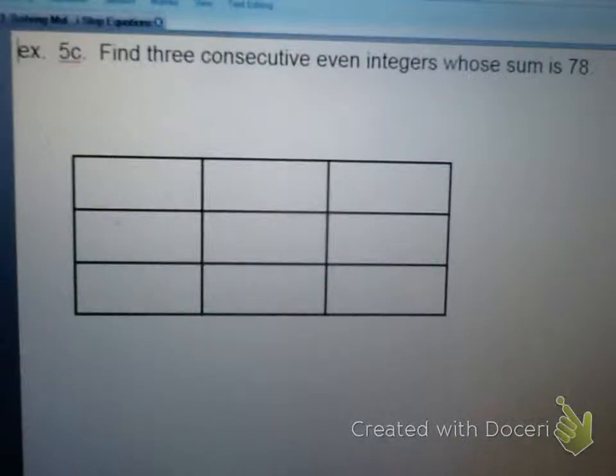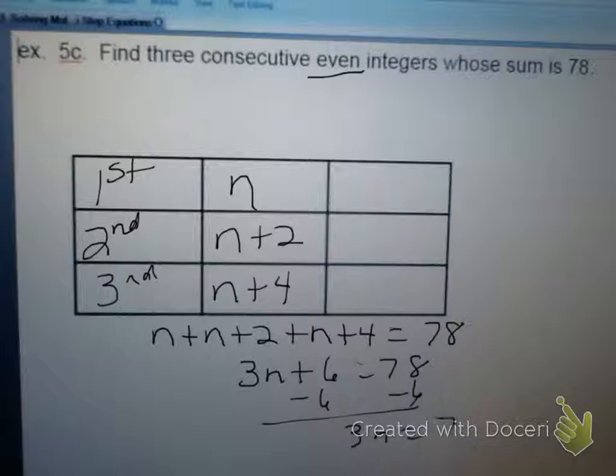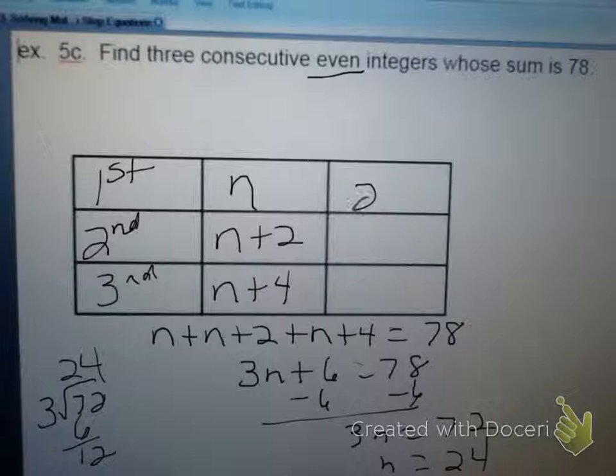Example 5c. Find 3 consecutive even integers whose sum is 78. Again, set up the equation. The first integer is n, the second integer is n plus 2 because we're counting by evens, and the third is n plus 4. So there's the equation. Again, combine your like terms. That's 3n plus 6 is equal to 78. Subtract 6. That's 3n is equal to 72. Divide by 3, and 3 goes into 72 24 times. So the first integer is 24, the second is 26, and the third is 28.